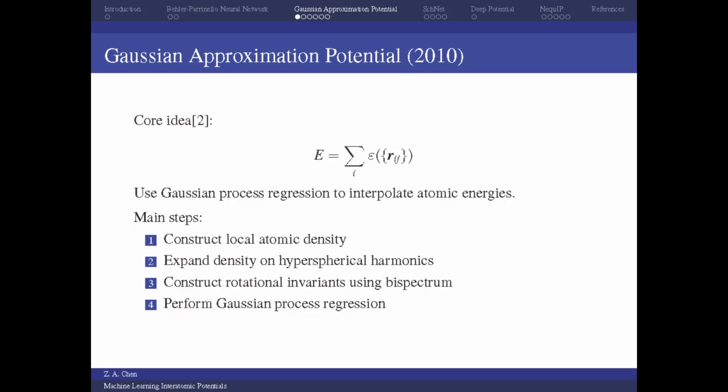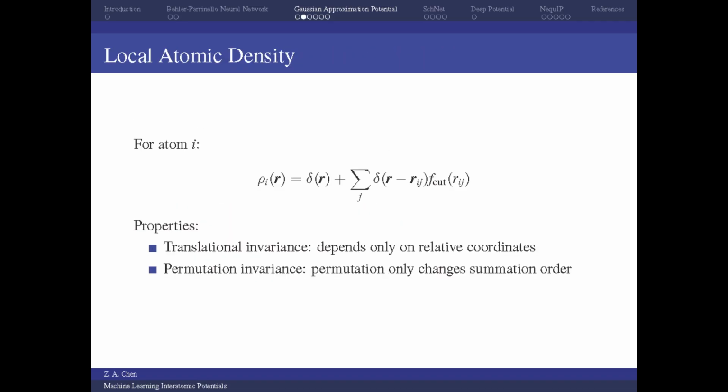Next, I want to discuss the Gaussian approximation potential, or GAP, proposed by Bartok and collaborators in 2010. Compared with Behler-Parrinello, this work moves in a different direction. Instead of neural networks, it uses Gaussian process regression. The total energy is written as follows. The first step is constructing a local atomic density around each atom.